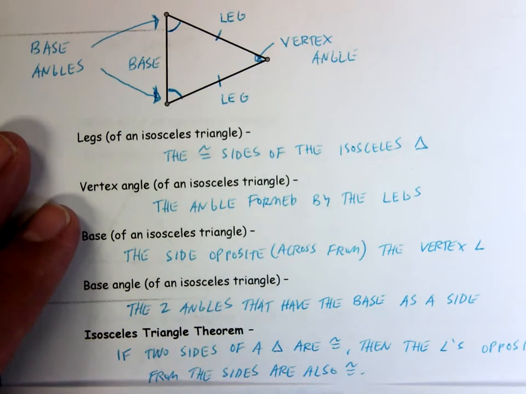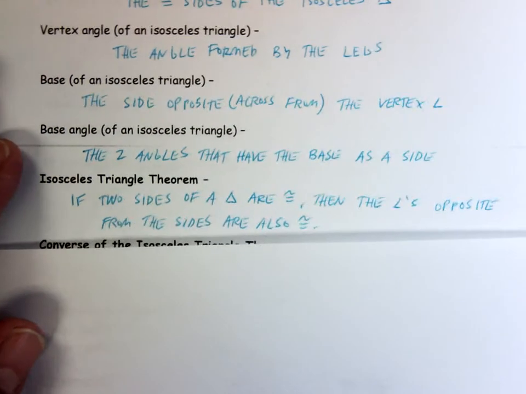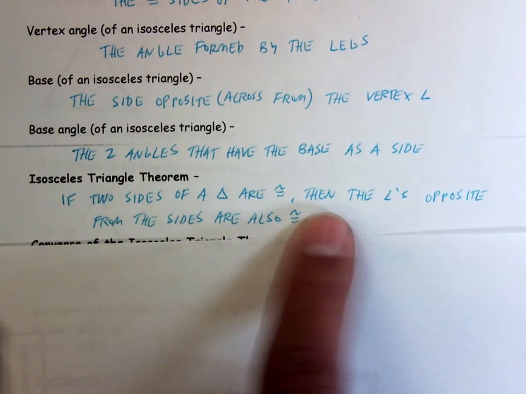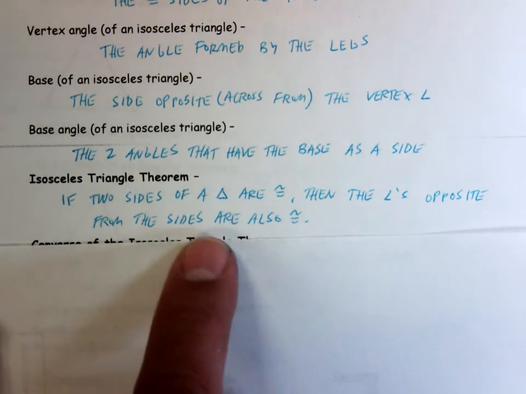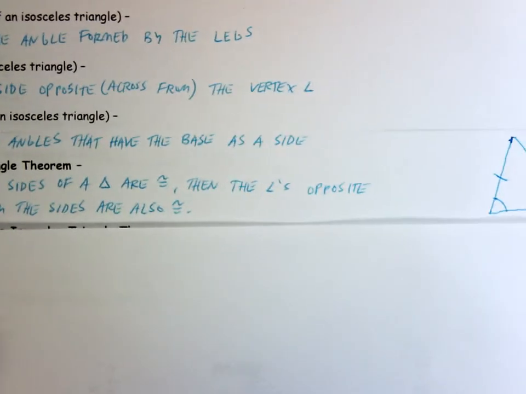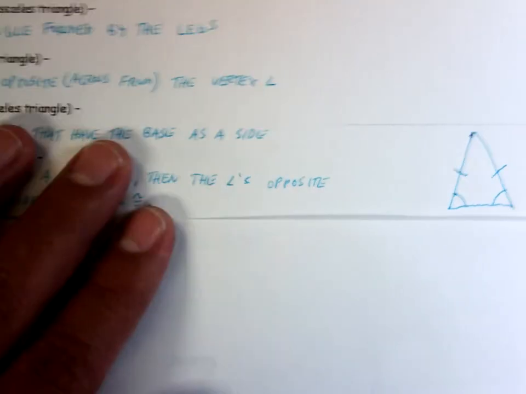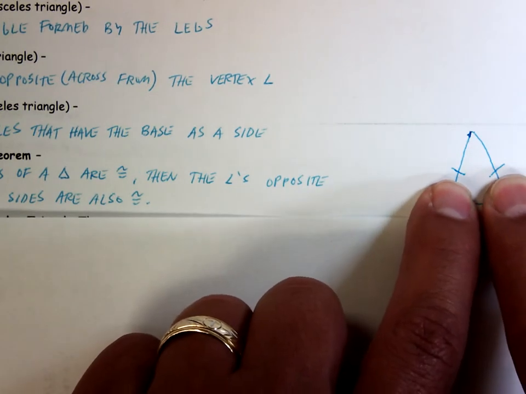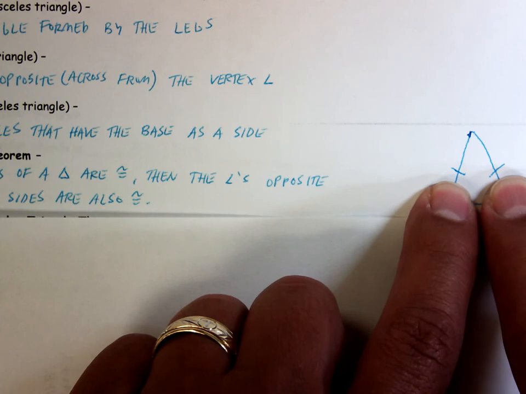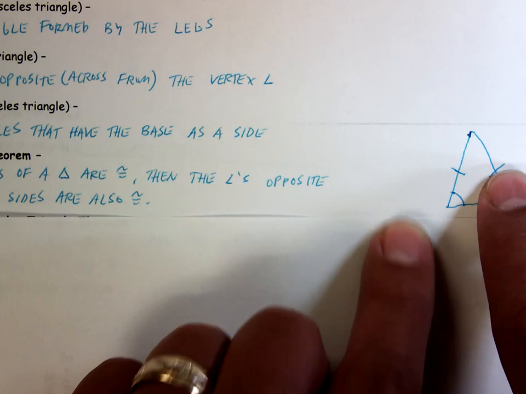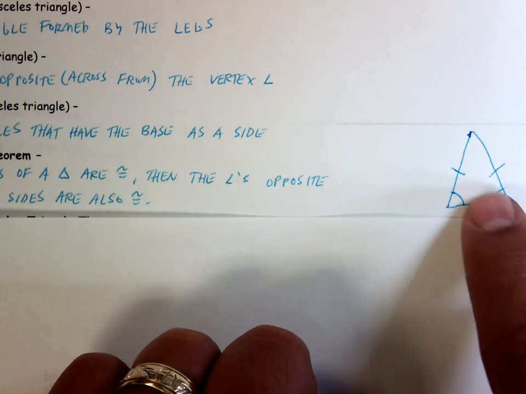Alright, isosceles triangle theorem. If two sides of a triangle are congruent, then the angles opposite from the sides are also congruent. So I've got a little picture over here. If these two sides are congruent, then the two angles opposite from those sides must also be congruent. So this angle is opposite from this side, this angle is opposite from that side.